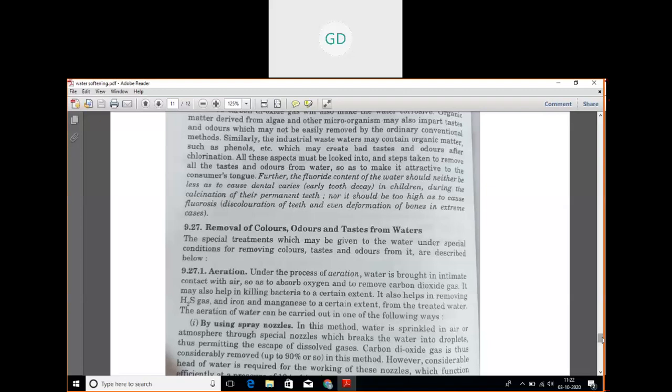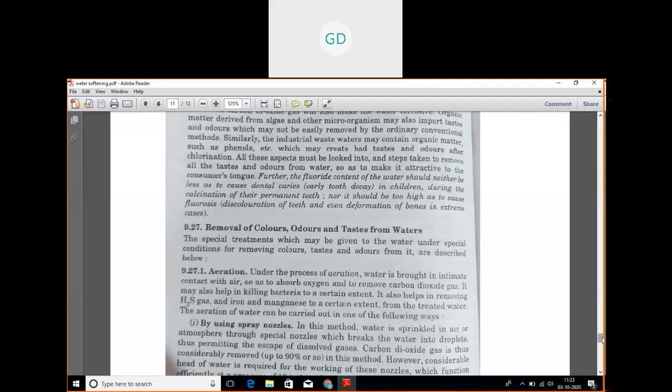In this process, the water is brought in contact with oxygen, so that the water can absorb oxygen and carbon dioxide gas is removed from the water. There are many different processes by which aeration can be done. Basically, aeration helps in removing hydrogen sulfide gas, the gas with a rotten egg smell, which is a very bad smell. Iron and manganese can also be removed up to a certain extent.